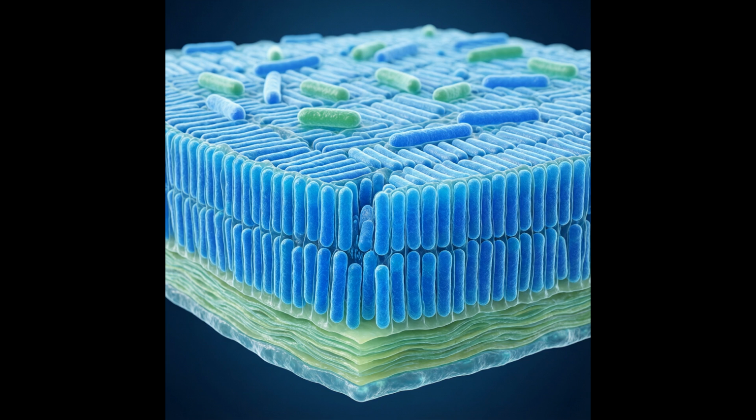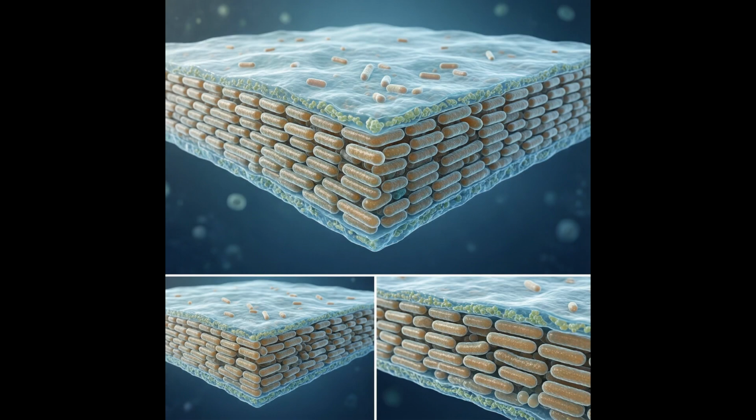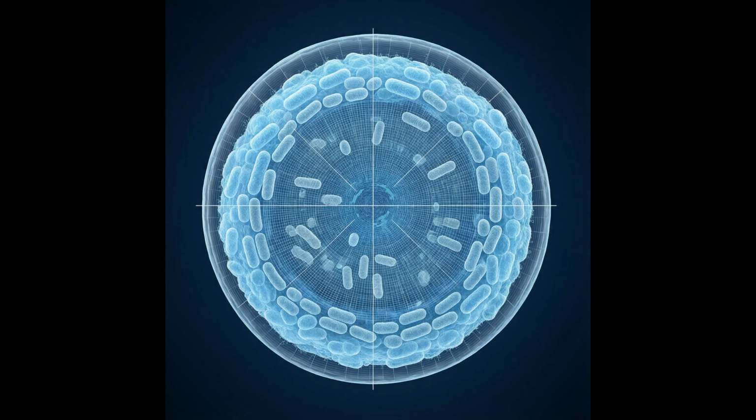This matrix creates distinct layers, where packing density varies significantly from the surface to the interior of the colony structure. Cells located in densely packed regions experience restricted diffusion rates for essential nutrients, while simultaneously accumulating metabolic waste products at higher concentrations compared to peripheral cells.